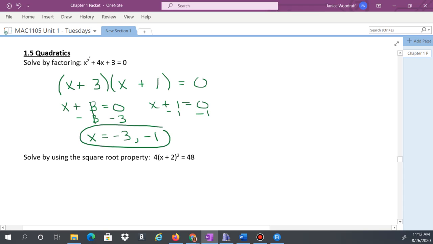Notice this, okay? The x is squared. That exponent is going to tell you how many solutions you have. We're going to go more in depth into that in chapter 3. So if it's squared, you're going to have 2 solutions. Sometimes it can be the same number twice, but it's still 2 solutions.